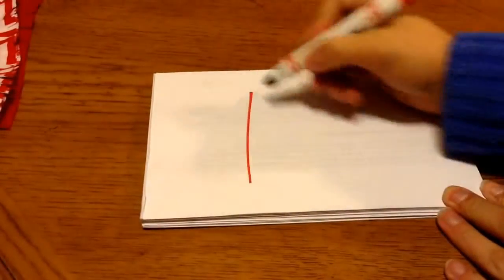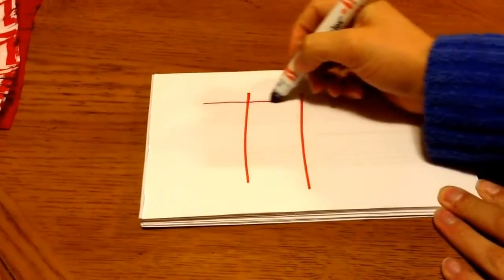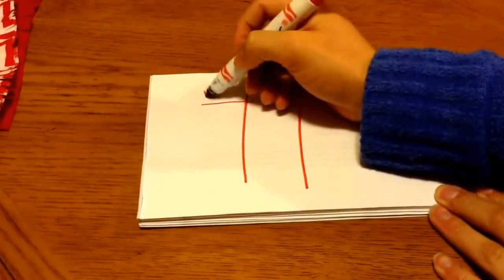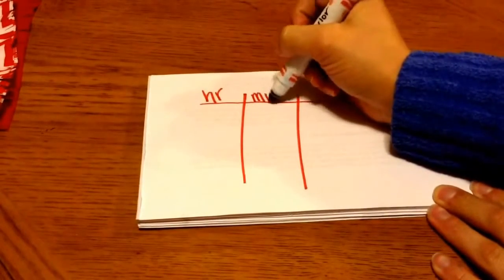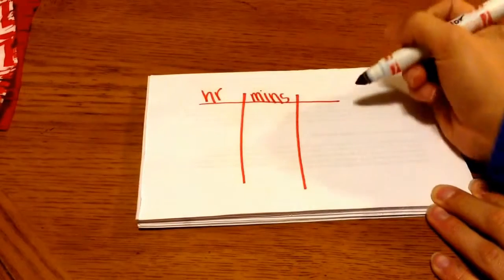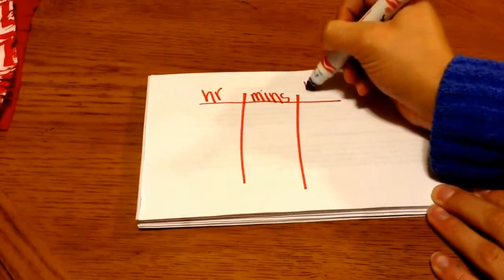So we're going to set up our problem in a chart, and our chart is going to look like this. We're going to set up 3 sections. Our left section is going to hold our hours. Our middle section is going to hold our minutes. And our right side is going to be our time tracker.